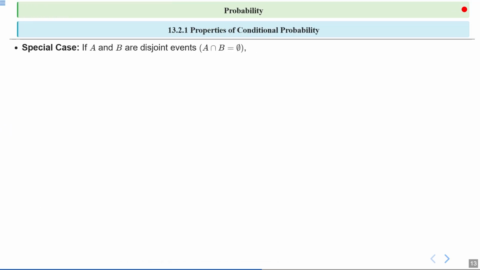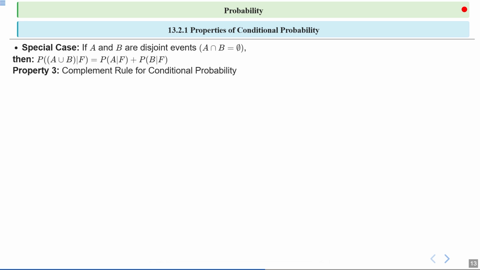Now let's see a special case: if A and B are disjoint events, that means A intersection B is equal to phi. Then probability of A union B upon F will be equal to probability of A upon F plus probability of B upon F, since A intersection B is equal to phi.